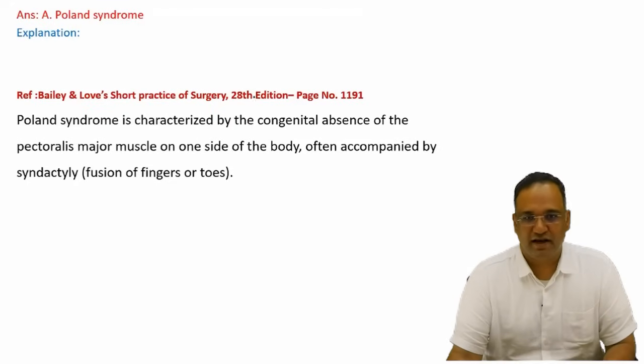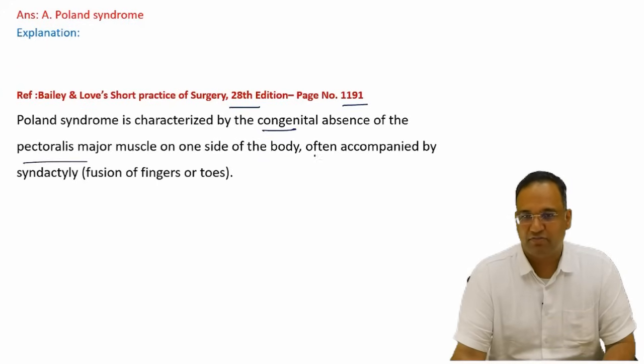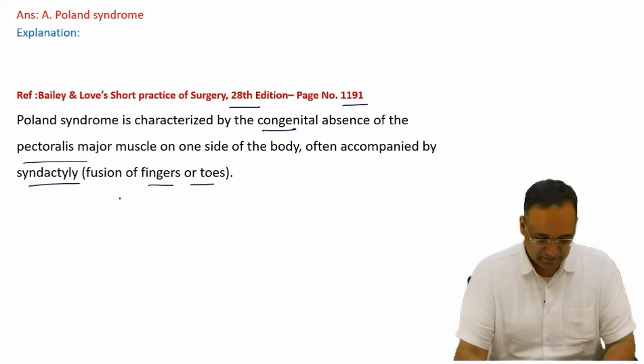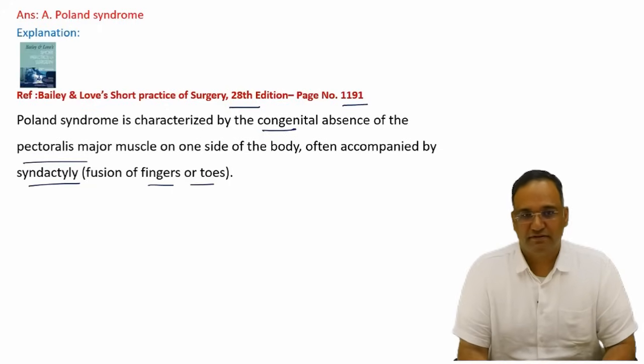And very clearly says Bailey and Love, 20th edition, page number 1191: Poland syndrome is characterized by congenital absence of pectoralis major muscle on one side of the body and often accompanied by syndactyly, fusion of fingers or toes. Okay, and also affects the chest wall, with hypoplasia on that side.